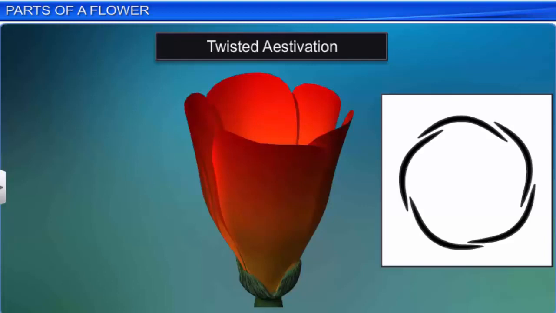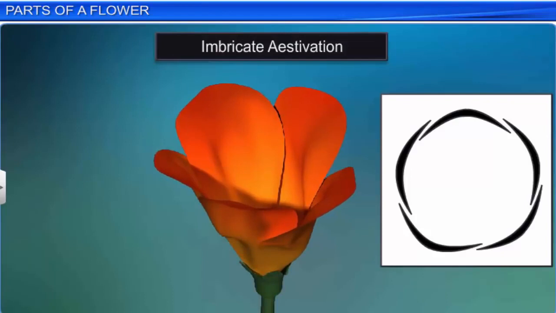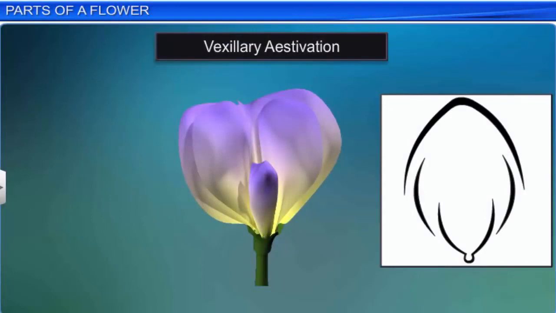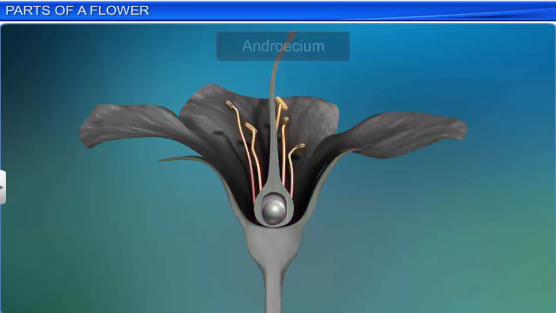In imbricate aestivation, the margins of the sepals or petals overlap one another, but in no particular direction. And finally, in vexillary aestivation, each sepal or petal covers the sepal or petal that is within it. Now let's learn about androecium, the whorl inner to the corolla.